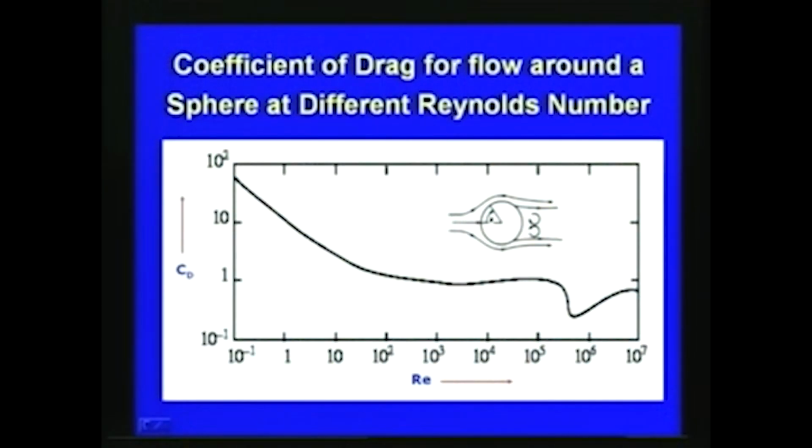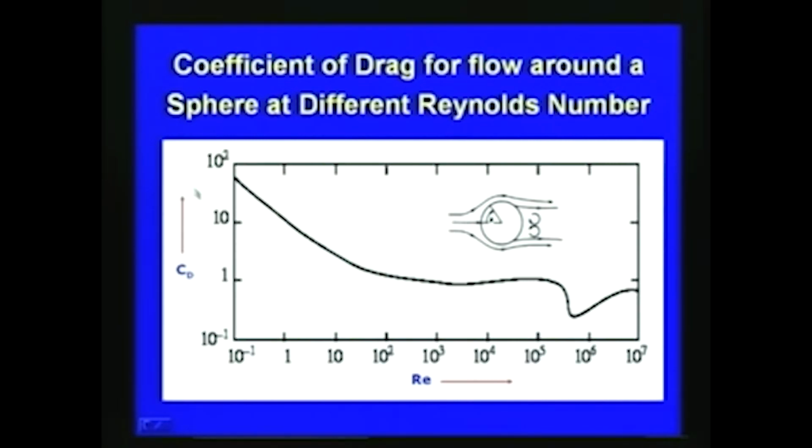This slide shows the coefficient of drag for flow around a sphere at different Reynolds numbers. Here you can see the coefficient of drag is plotted on the y axis and the Reynolds number on the x axis. This is the case of flow over a sphere. Here is the sphere, and the flow is in this direction.